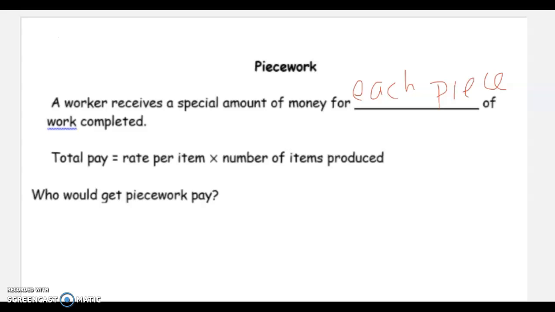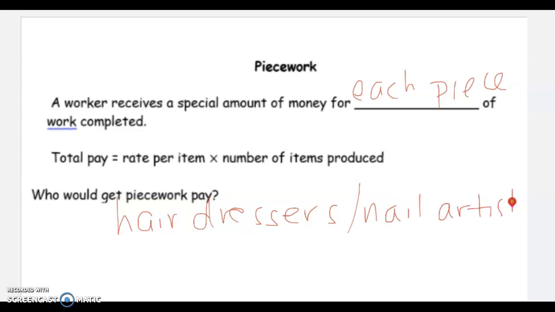So who would get paid piecework? Let's talk about an example of this. A good example to start off with would be hairdressers, maybe. Hairdressers only get paid when they cut somebody's hair or they dye somebody's hair. So for each service they provide, they're going to get money. If they don't cut anybody's hair in a day, they're not making money. If they cut a bunch of people's hair, they're going to make a lot of money. So that's an example of piecework right there. Some other examples would be contractors, carpet installers, carpet cleaners, you could say, or even landscapers, people that go out and cut lawns.